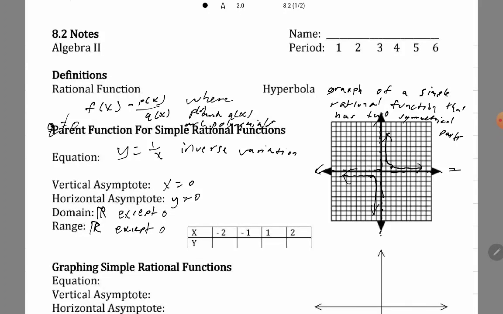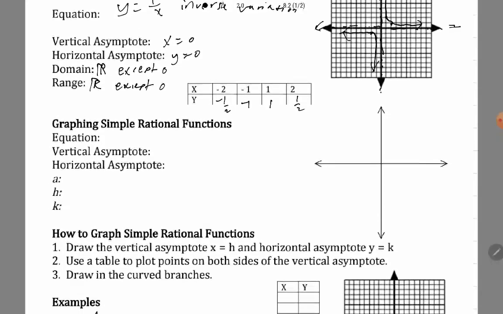And then -1/2, -1, 1, 1/2. So if you wanted to look at the general equation, it looks like this: y equals a over x minus h, plus k.